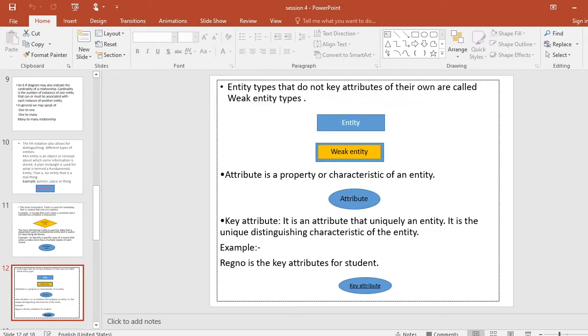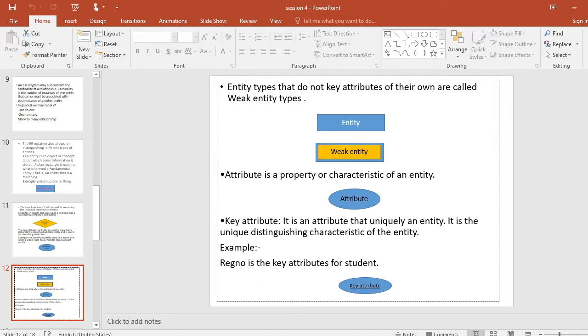The diagram shows that entity. An entity type that does not have a key attribute of its own is called a weak entity type. The entity rectangle indicates what? Entity. Weak entity means what? The diagram shows the weak entity.